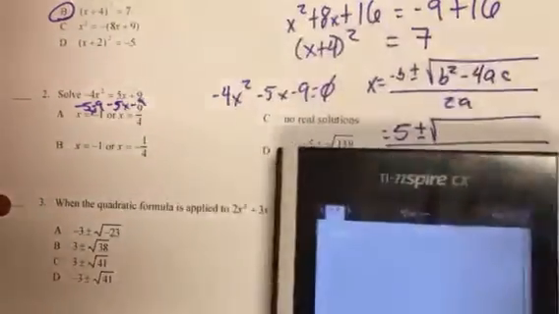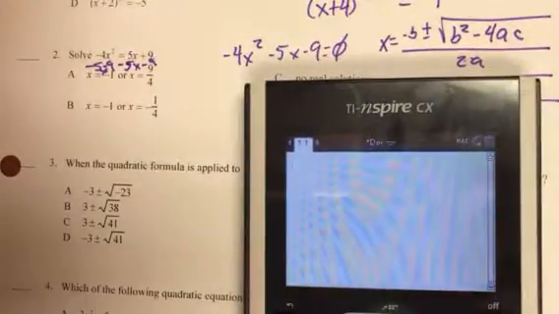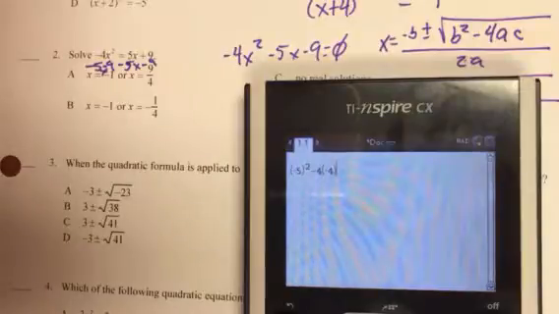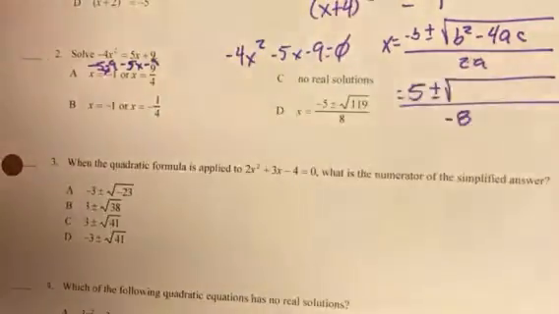Well, my b is parenthesis negative 5 close squared. I am squaring the negative 5 in parentheses, guys. That is super, super, super important. Minus 4 parenthesis. My a is a negative 4 parenthesis. My c is a negative 9. Enter. I get a negative 119.